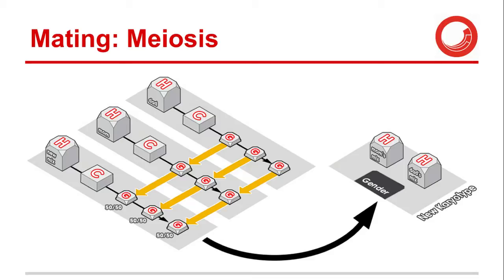So you get a new mix from your mom, a new mix from your father, and then you take that, and that's your new entity. That's your new karyotype.